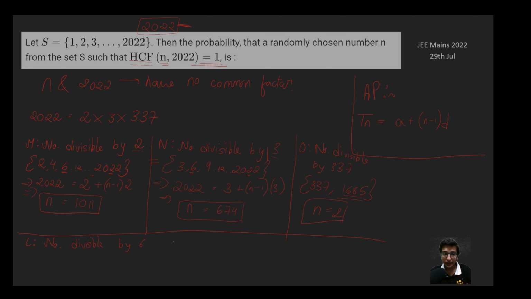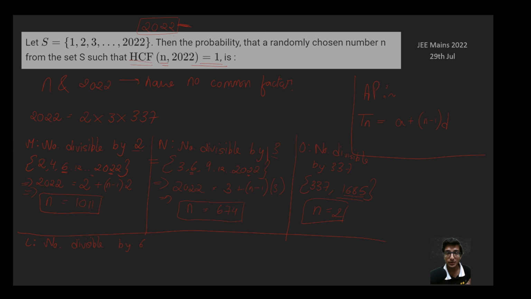So again, repeating once again, first we find out what are the factors of 2022. We got it to be 2, 3 and 337. We remove all the elements from the set that have 2 in it. We remove all the elements that are divisible by 3. We remove all the elements that are divisible by 337, and from the ones which have been removed, we have to subtract all those numbers which have been included twice.